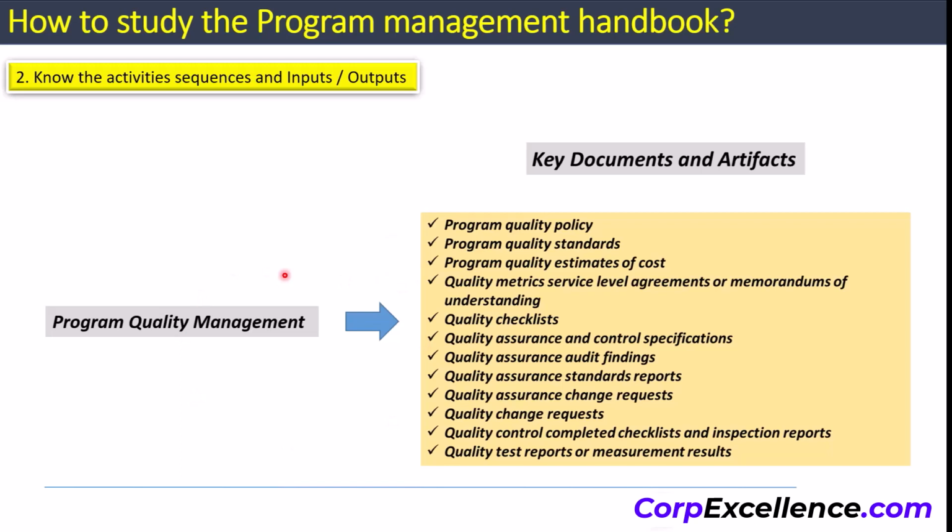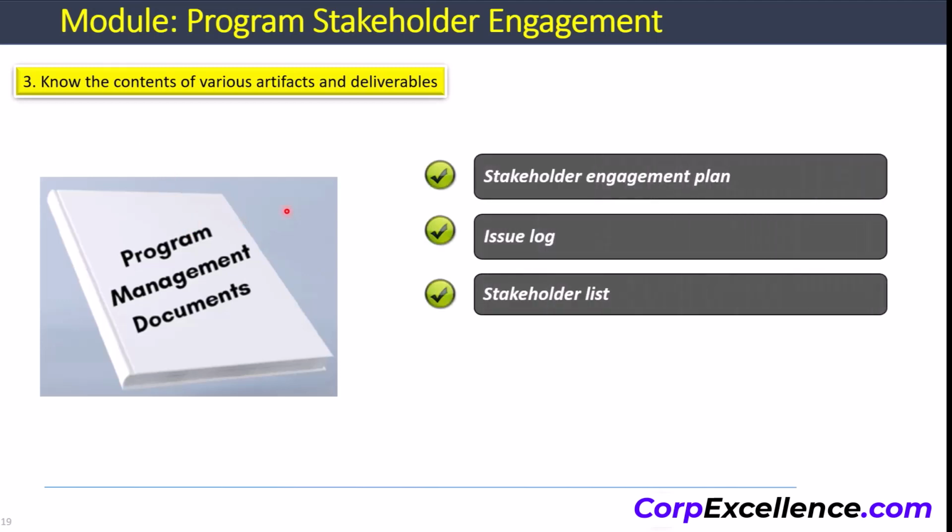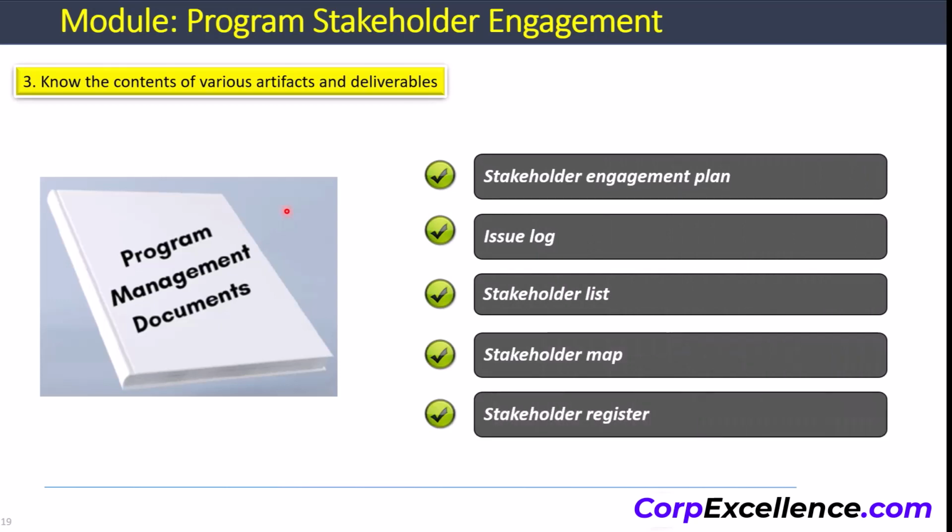The third tip that you should be very clear on is knowing the contents of each of the deliverables, especially the key ones. For example, if we look at this picture, we see that the program management documents include a stakeholder engagement plan, an issue log, stakeholder lists, a stakeholder map, and a stakeholder register. Again, you have to read the standards book carefully to collect this information for each of the key deliverables, as they're not listed in this straightforward manner. Rather, you have to read it extensively to collect all of these and put them in one place to give you a true appreciation of what constitutes a program management deliverable, which is considered a key deliverable in the overall life cycle.